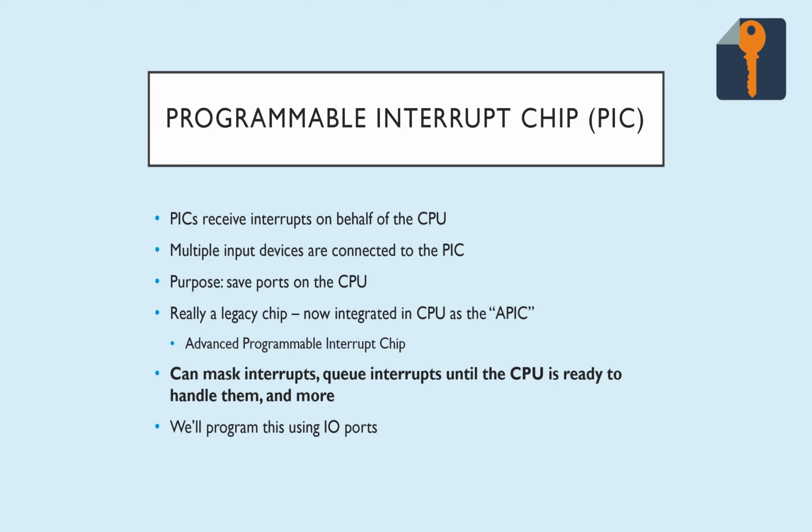PICs receive interrupts on behalf of the CPU. Multiple input devices are connected to the PIC. Its original purpose was to save ports on the CPU. It's really a legacy chip and is now integrated into the CPU as the APIC, Advanced Programmable Interrupt Chip.